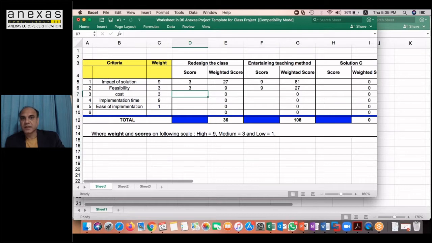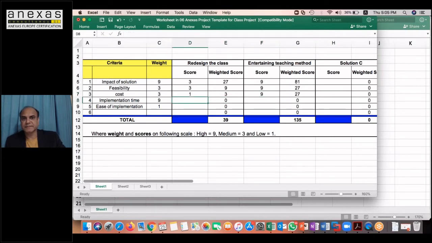Okay, cost. Redesigning the classroom. Is it costly? If it is costly, it will score less. It is not a very high score. And the entertaining teaching method, is it costly? No, not at all. So it will score high.